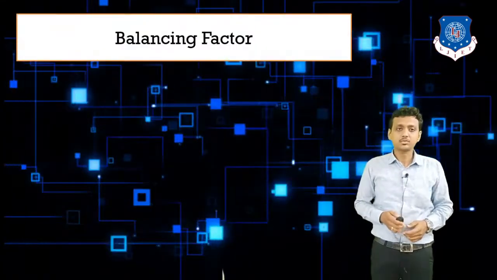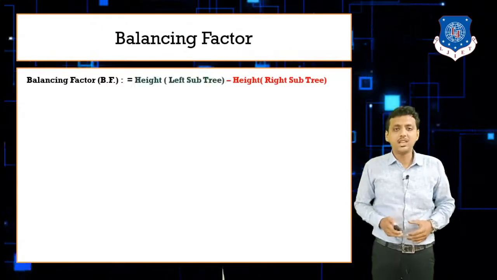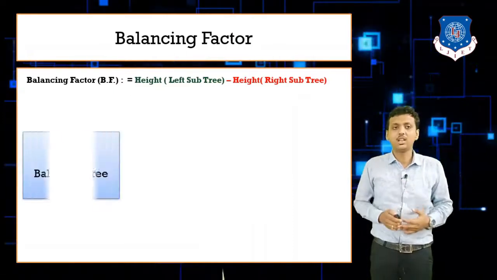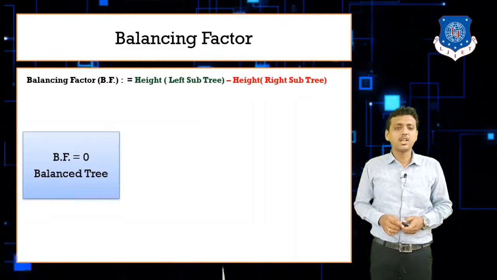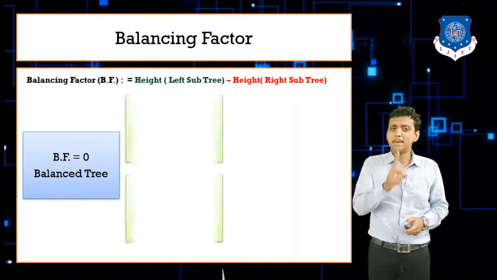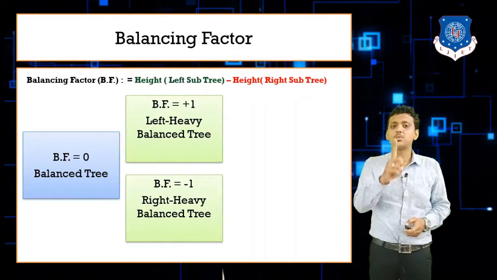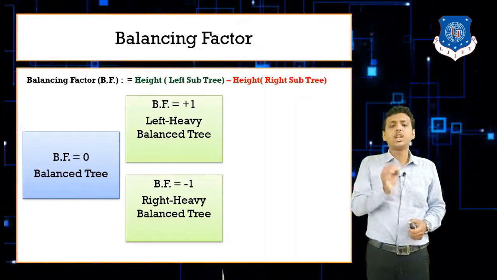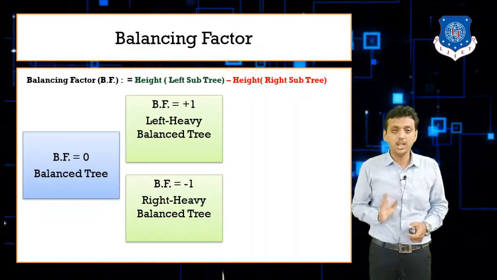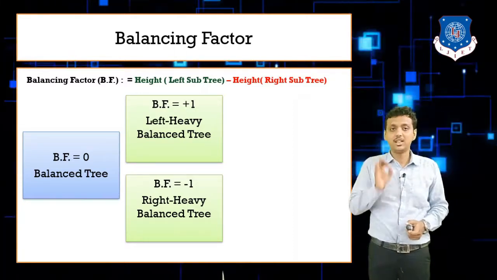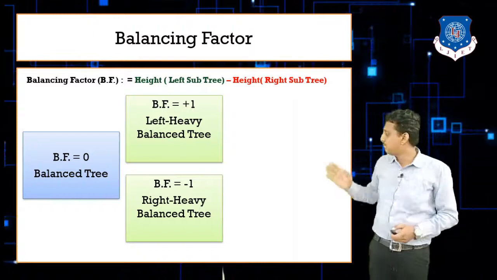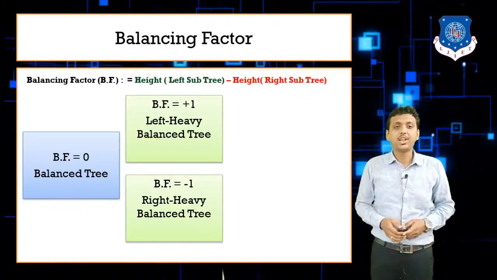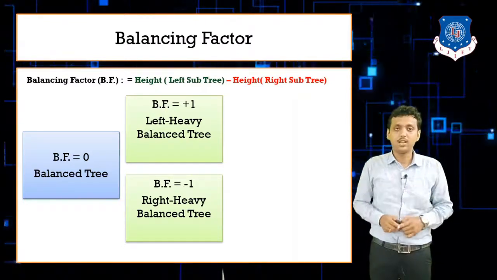Okay. Now next, balancing factor. The formula is balancing factor is equal to height of the left subtree minus height of the right subtree. So here the first is balancing factor equal to 0. That means, students, the tree is balanced. Now balancing factor is plus 1. Always remember this. When your balancing factor is plus 1, then your tree is known as a left heavy tree, but it is balanced. Now if your balancing factor is minus 1, then your tree is known as a right heavy tree, but still it is a balanced tree.